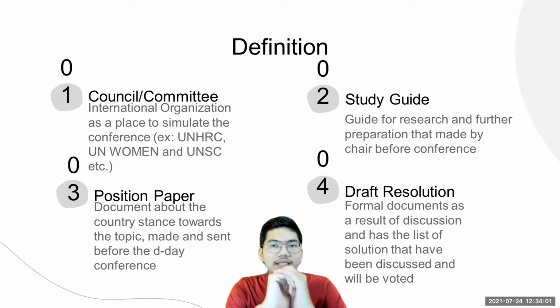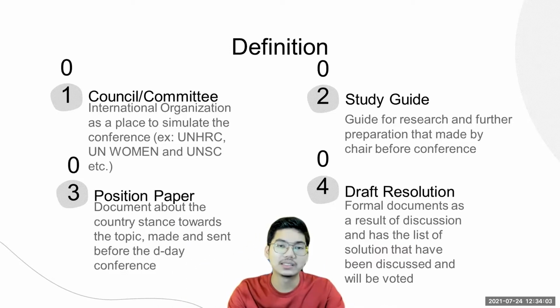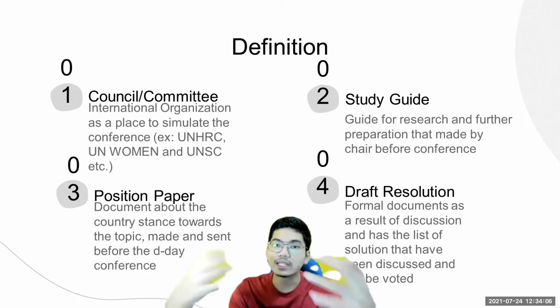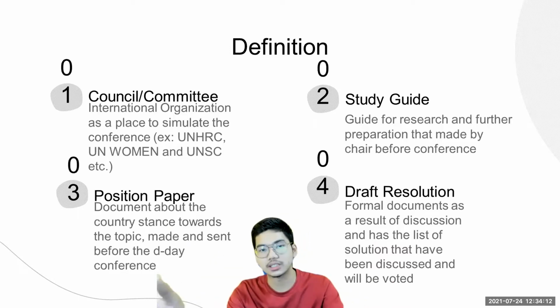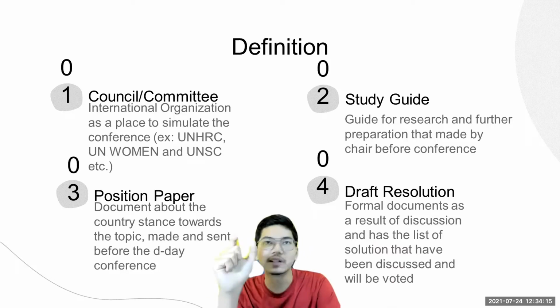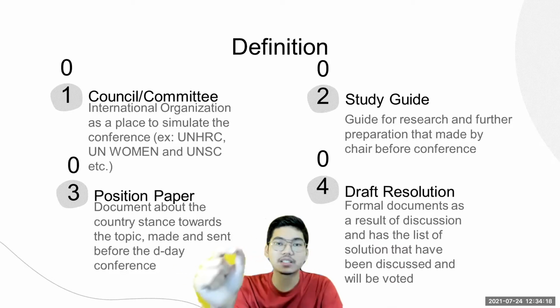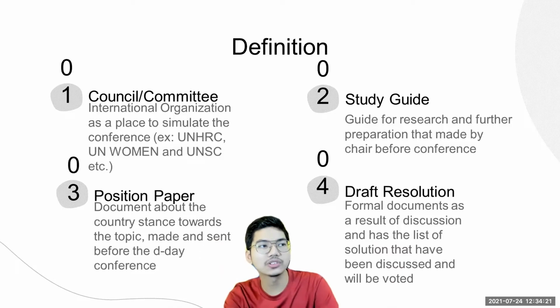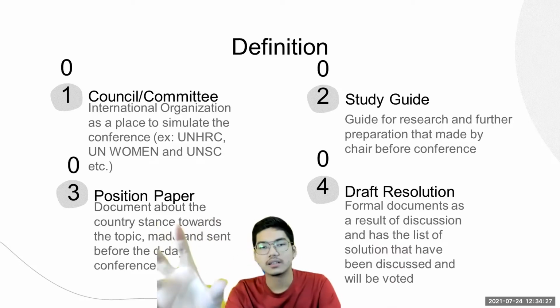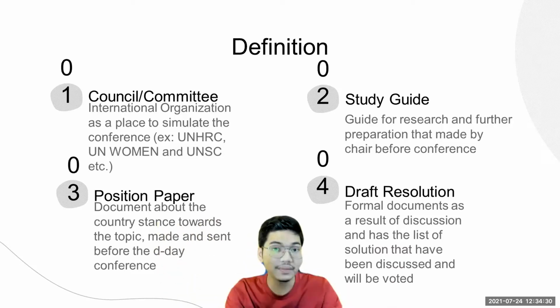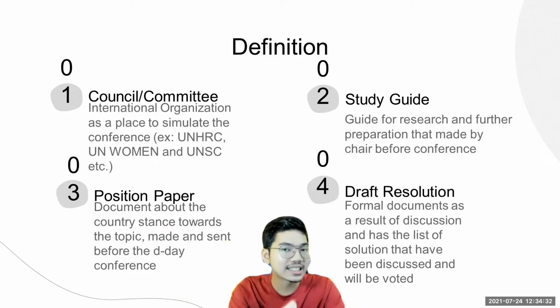Okay, so the chair is the board of people, right? They're the ones who actually will lead the simulation of the conference. They will be the one moderating the whole session. They will decide who will speak. They will decide which topic to be chosen, and they will also decide which one is going to be the main topic, the main idea of the simulation. And all of that can be seen in a study guide. So the study guide functions as a guidebook for all of you to read before the conference starts.